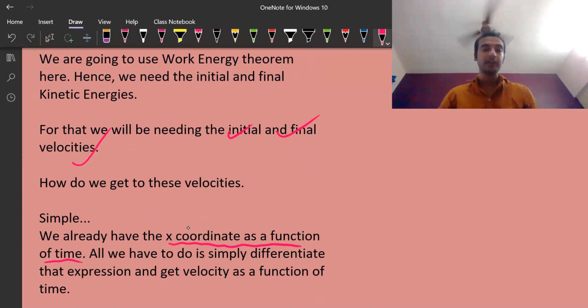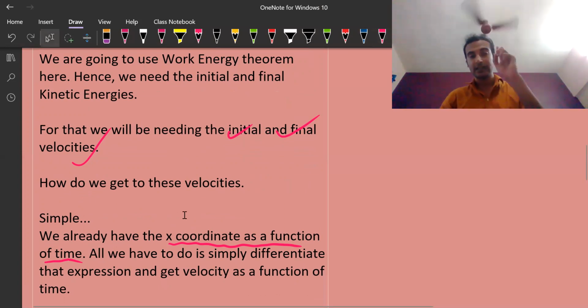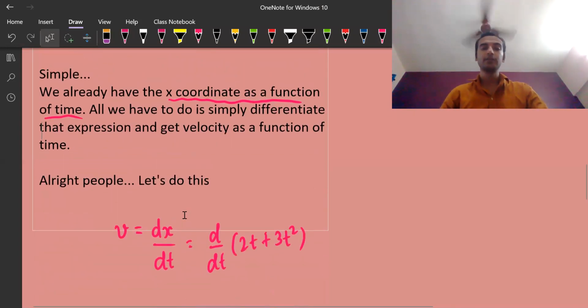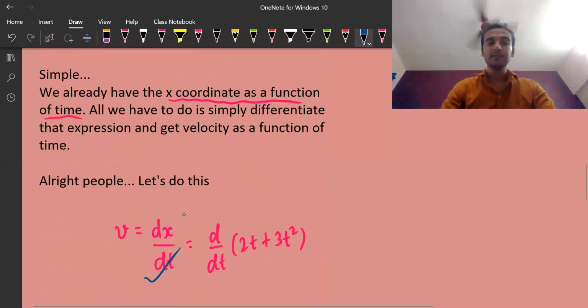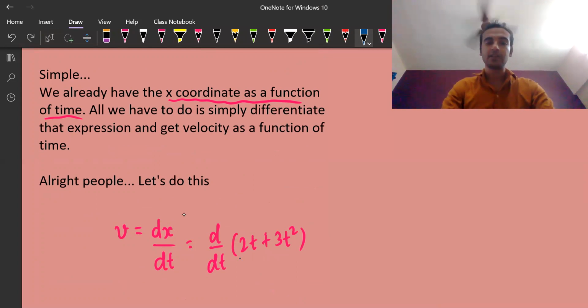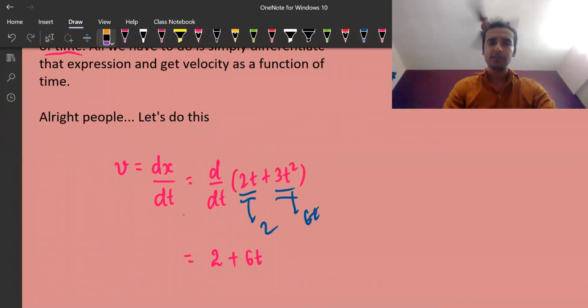You will remember that when we differentiate x, that gives us velocity as a function of time. So let's differentiate the function that was given in the question and derive the velocity as a function of time. So velocity is equal to dx/dt. So d/dt of this x, which was given in the problem as 2t + 3t^2. Let us differentiate this term separately, and this term separately. This will give you 2 and this will give you 6t. I'm not going into the details of this. This is basic differentiation. You must be knowing all that. If not, let's do this.